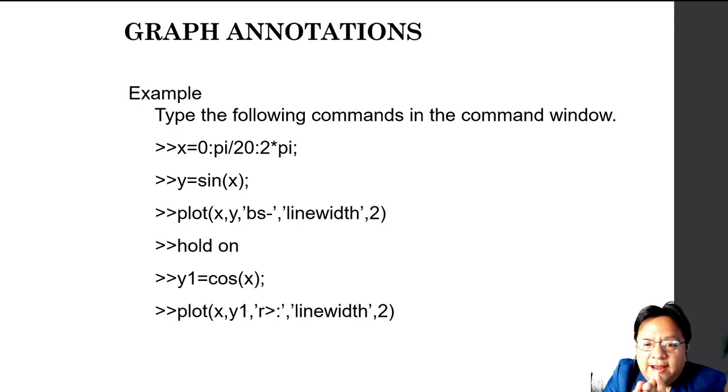Now to put annotations to the graph, this is the previous command that we have. What we're going to do now is put labels, or annotations, to the graph. For this one, we're going to change the line width to 2. So let's try working with these commands, or issue this set of commands.